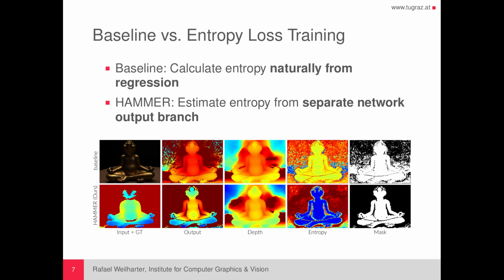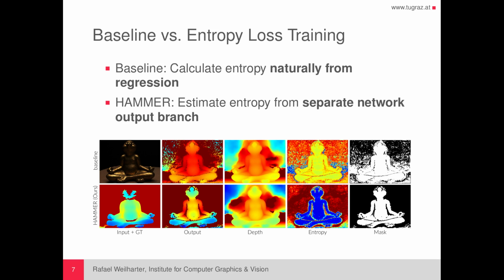And here we can see the effect of this entropy loss. On the top we have our baseline network trained without the entropy loss. We obtain the entropy map naturally from regression probabilities. On the bottom we use the separate entropy map output of Hammer. While quantitatively the raw depth output has already improved in Hammer, it is hard to tell from the images alone. However, when combining the depth with the thresholded mask obtained from the entropy, we achieve a very clear improvement in the output.